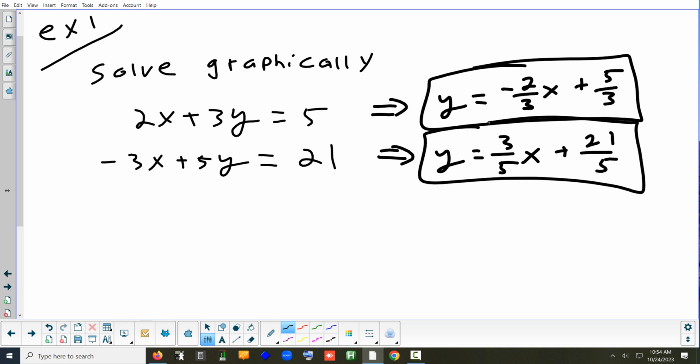Okay, when we draw these, what kind of shape is the top and the bottom one? They're both what? Linear. Yeah, they're both linear. It's just y equals mx plus b, and they have different slopes. So how many times are they going to cross? Yeah, they're going to cross 1 time.